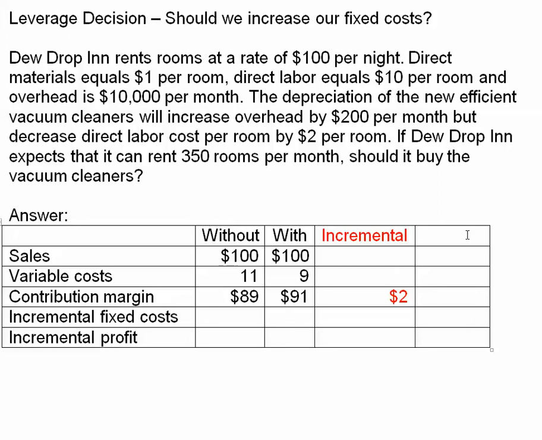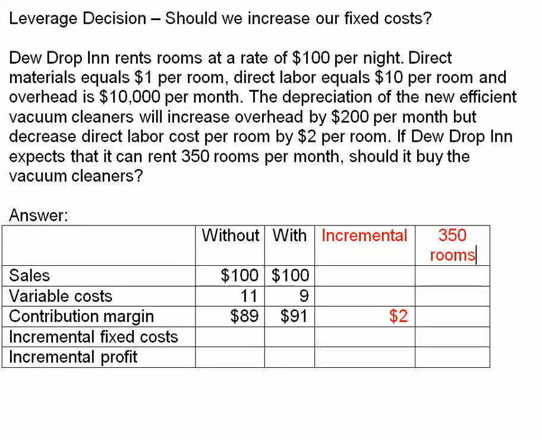Now I'm going to come over here, and remember, fixed costs are fixed, so what I need to do is compare that to the incremental profit from buying this vacuum cleaner. So we will save $2 per room, or in other words, we'd have additional profits of $700. So our incremental profit in this example would be $500.